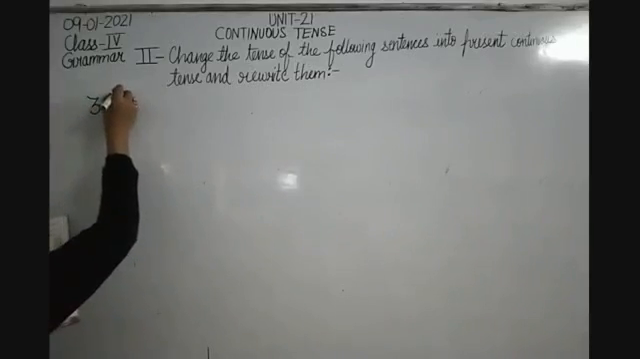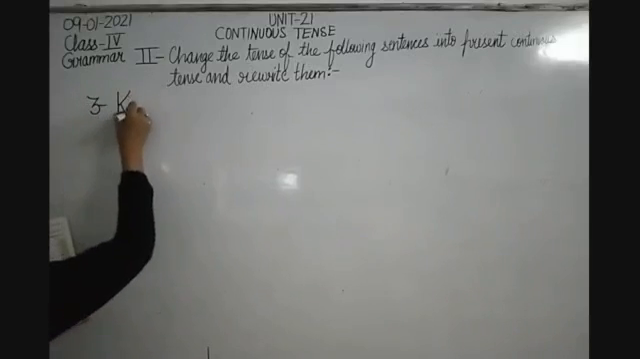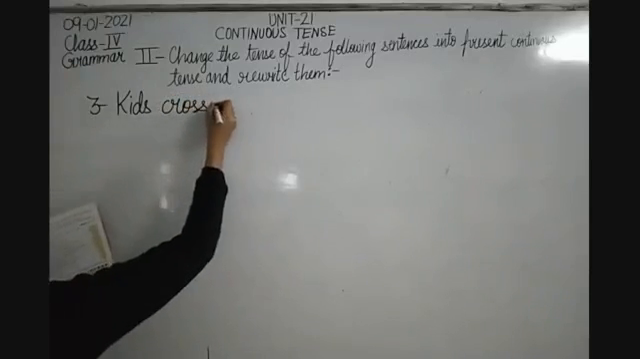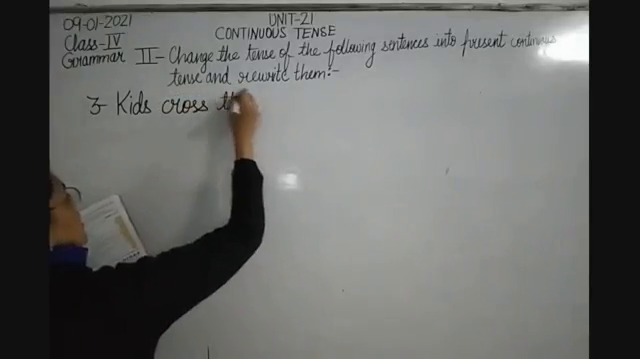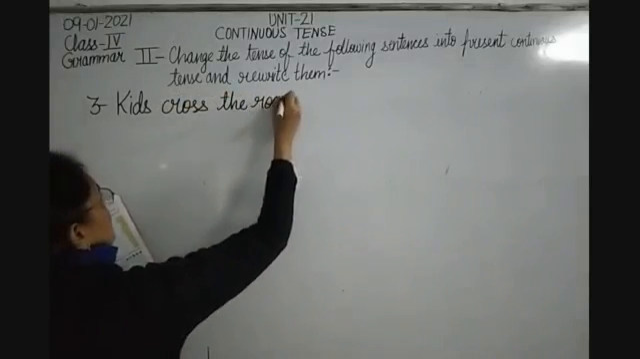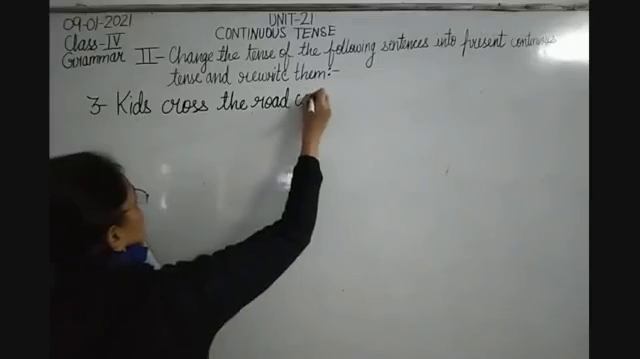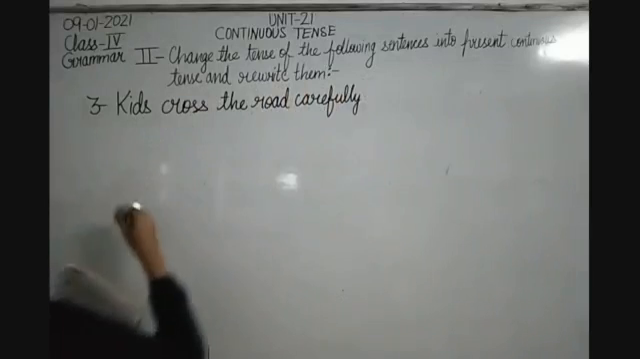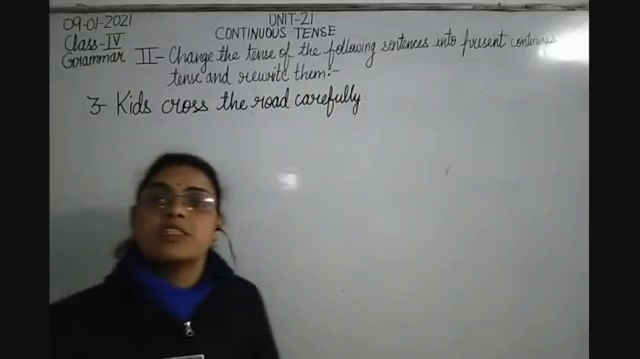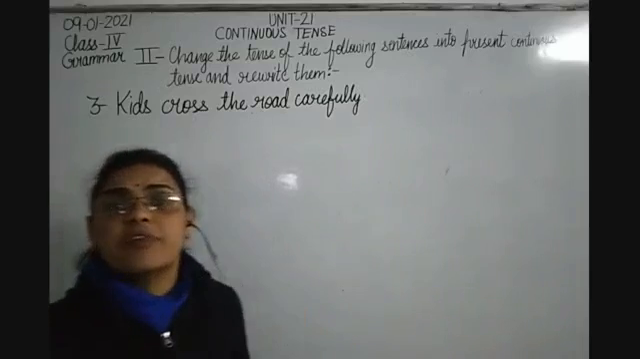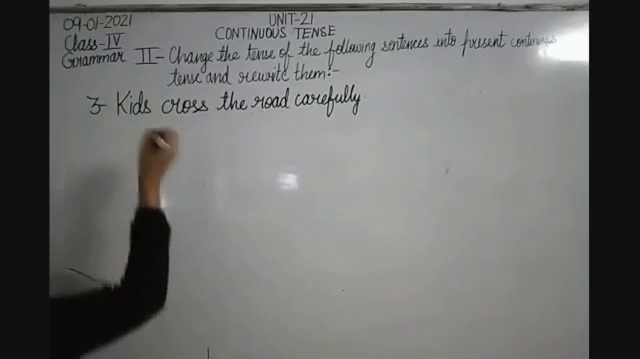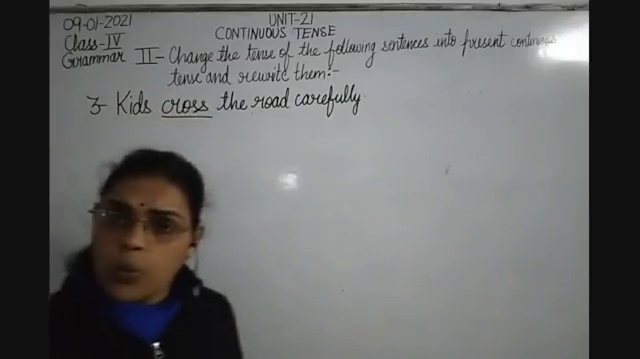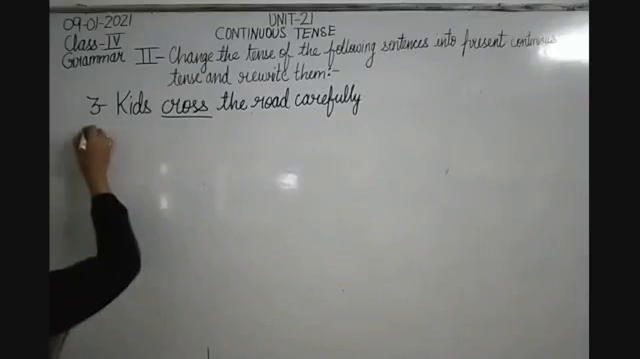The third sentence is: kids cross the road carefully. Now first of all, what are we supposed to do? We need to identify and underline the verb in this sentence. The verb is cross, so please underline the verb. Now we rewrite this sentence.